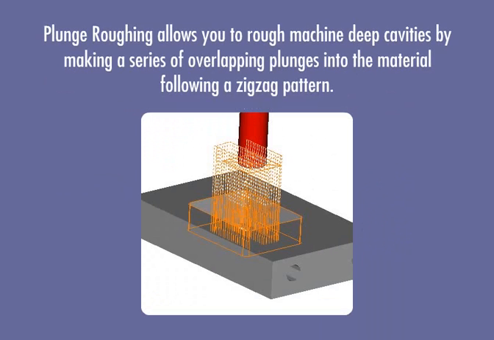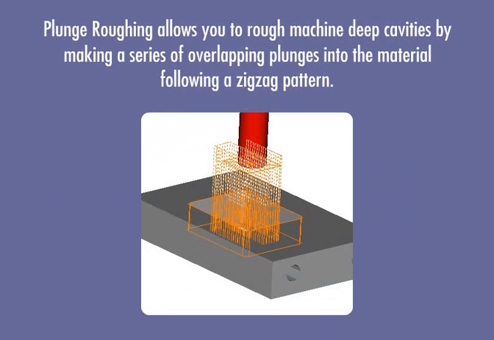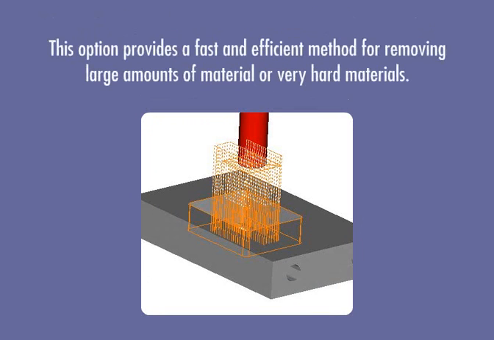Plunge roughing allows you to rough machine deep cavities by making a series of overlapping plunges into the material following a zigzag pattern. This option provides a fast and efficient method for removing large amounts of material or very hard materials.